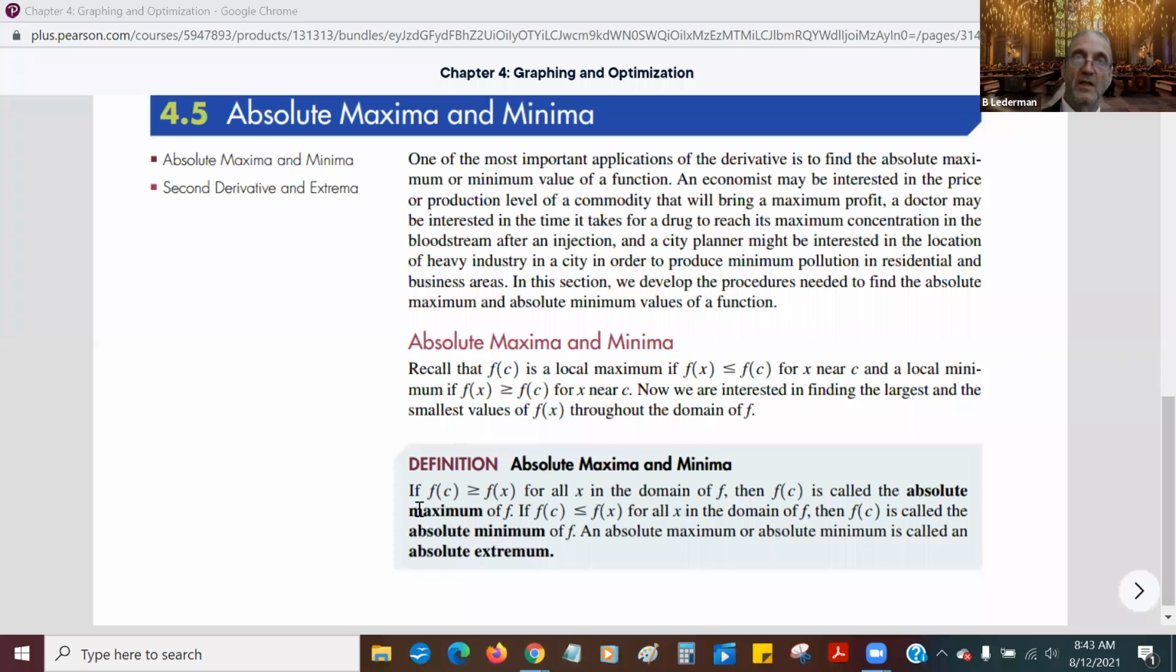So here's the definition. If f of c is greater than or equal to f of x for all x in the domain, then f of c is called the absolute maximum of f, which makes sense, meaning that there's nothing else that's bigger than f of c. Now, if f of c is less than or equal to f of x for all x in the domain, then f of c is called the absolute minimum. Now, an absolute max or an absolute min is called an absolute extremum. And again, that's just a word. Who cares? It's just a word.